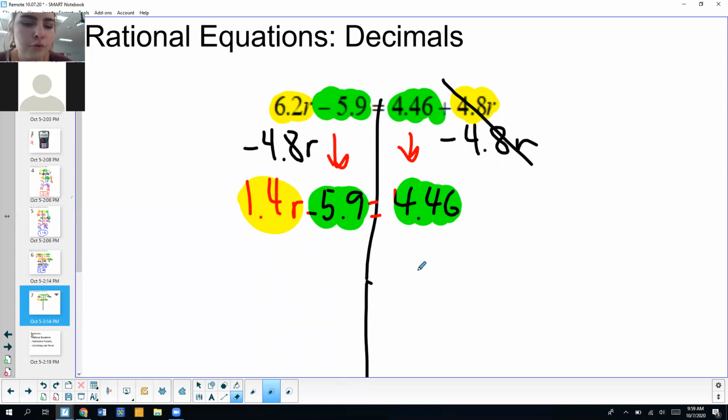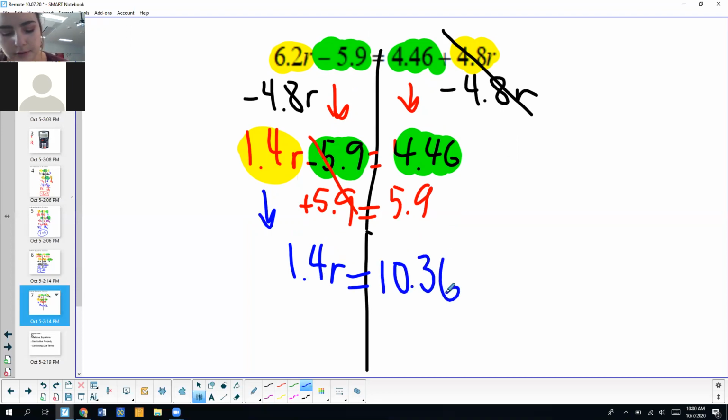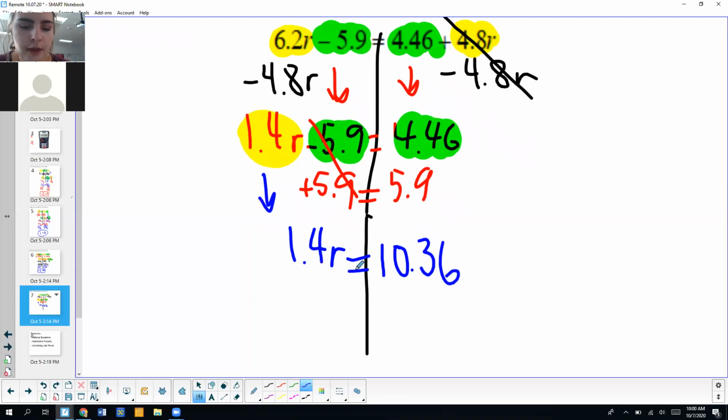That's okay. I'm going to move negative 5.9 by adding it. So I'm going to add 5.9 to both sides. That's going to cancel. I'm going to go ahead and bring down 1.4r equals, then we've got 4.46 plus 5.9. So in your calculator, 4.46 plus 5.9. Now I've got 10.36. All right, we've got our variables on the left, constants on the right.